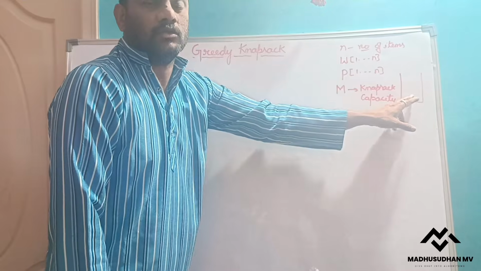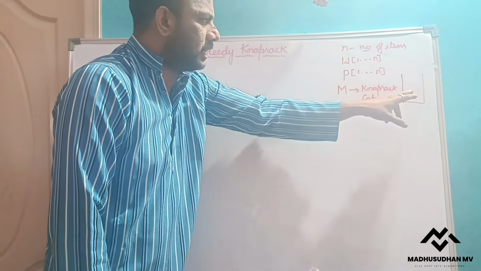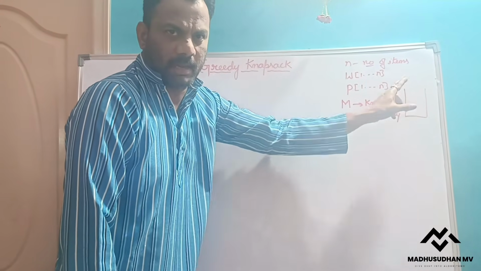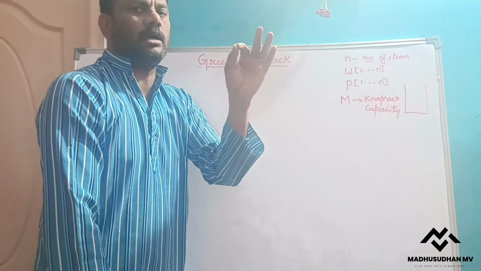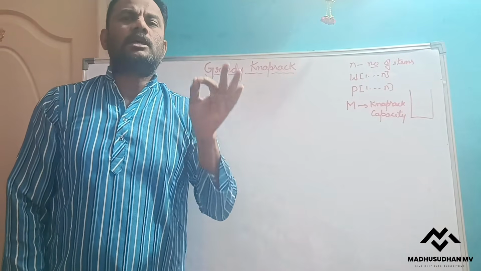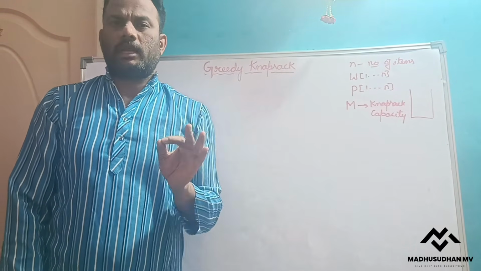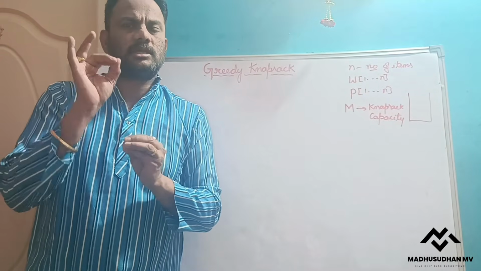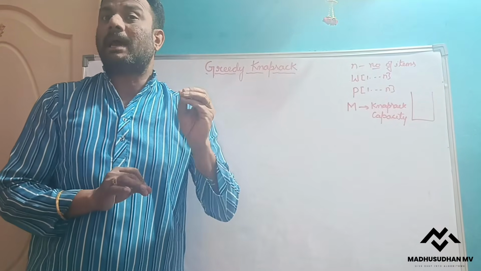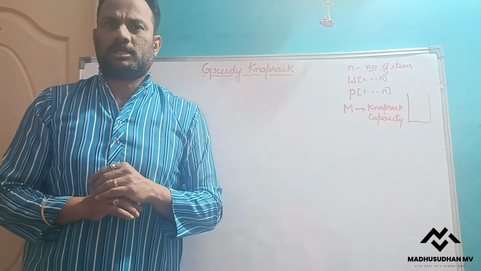Suppose this carry bag has 10 kg capacity, we cannot take more than 10 kg. So the total weight of the selected objects should be less than or equal to 10 kg. That is the first condition. And we need to select the items in such a way that we get the maximum profit. These are the two conditions.